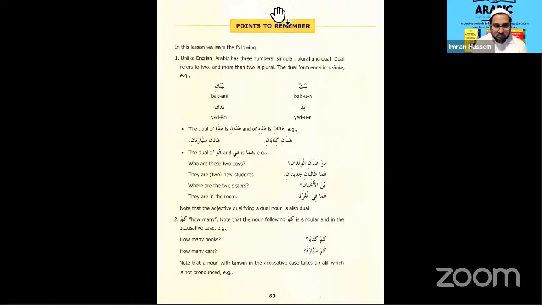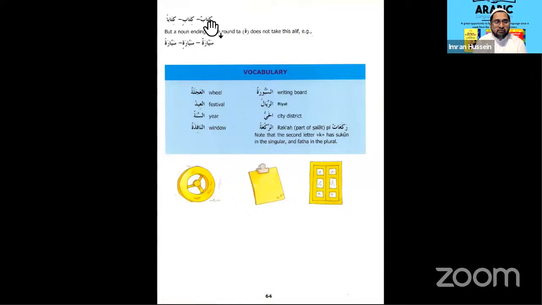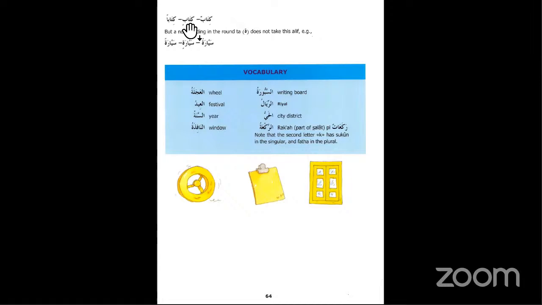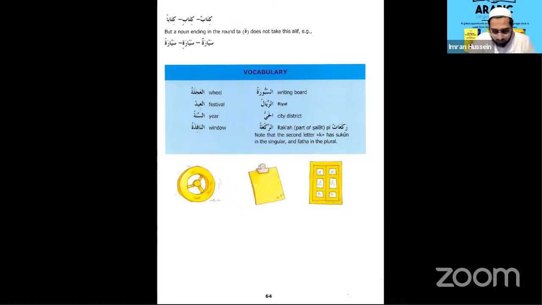Correct. So for example, it's trying to show you over here. The first example here: kitabun, kitabin, kitaban. So kitaban is the one that is in the accusative case. Correct. And kitabun is the singular, and kitabin is the genitive. Correct.